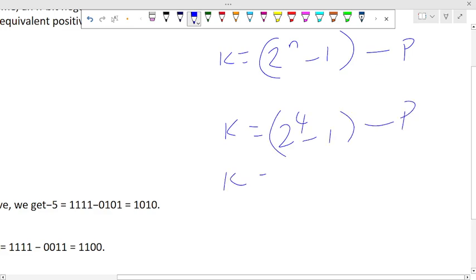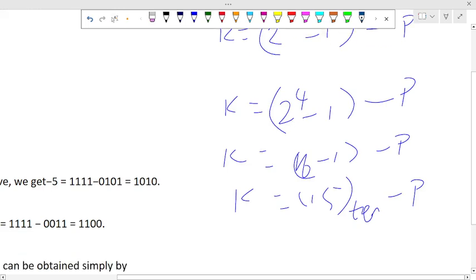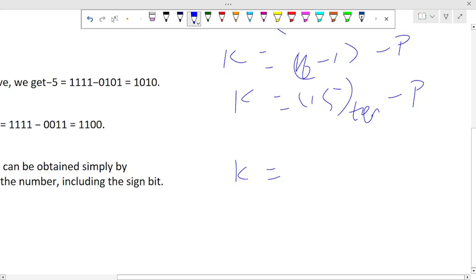Of course, this will give us 16 minus 1 minus p, and that will be 15. This is in base 10, minus p. But of course, 15 in base 2 will give you 1 1 1 1.